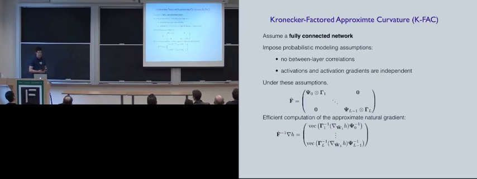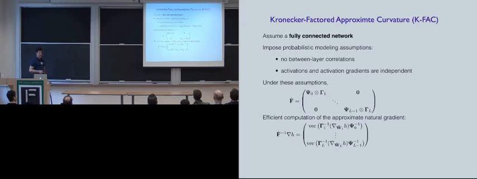And so I want to quickly mention an algorithm that I published with James Martens a couple years ago. This is what we can do in the case of a fully connected neural net, basically a multi-layer perceptron. So we take the computation graph that I just showed you, and we impose two independence assumptions.